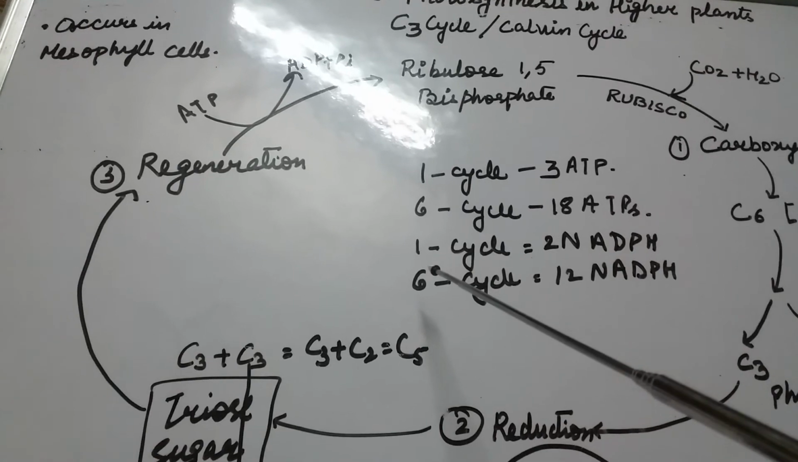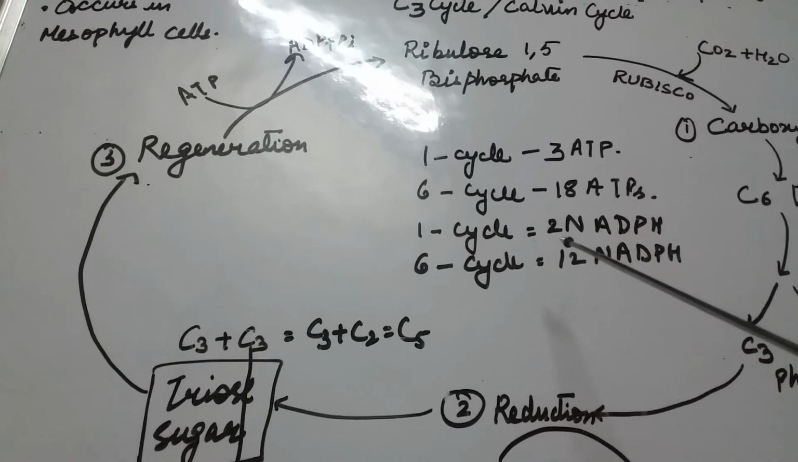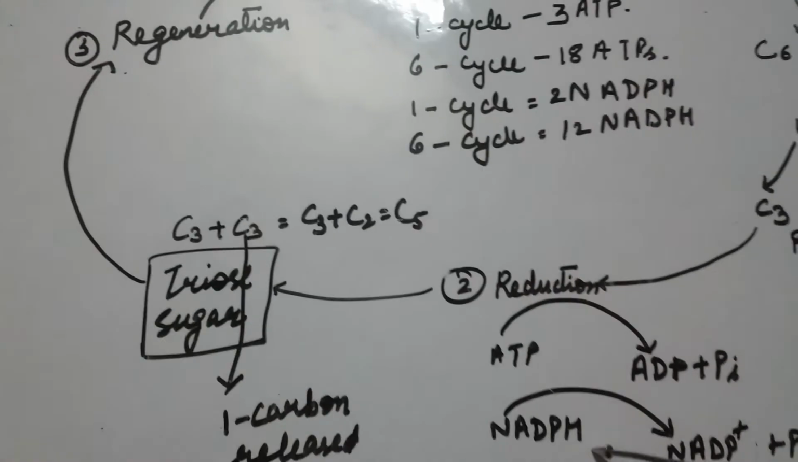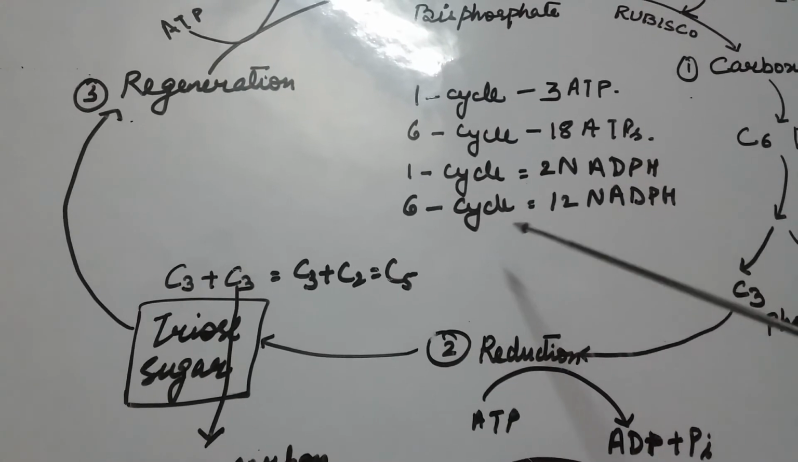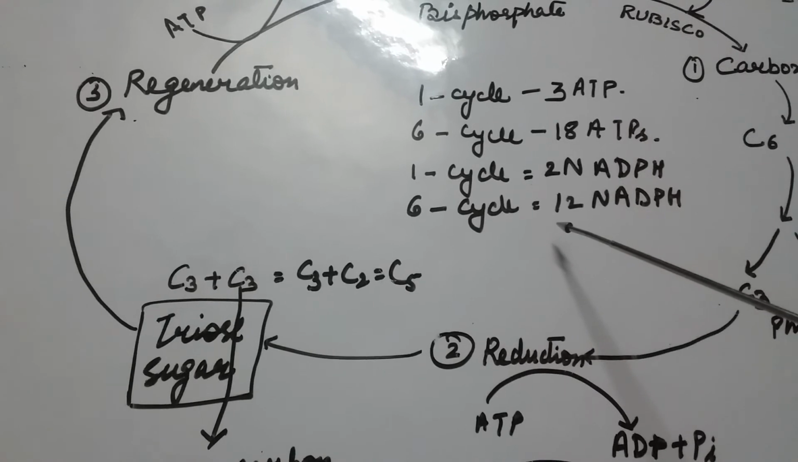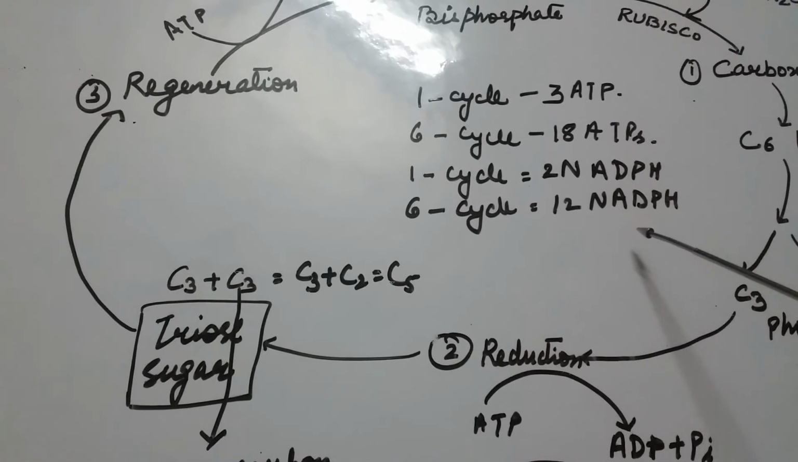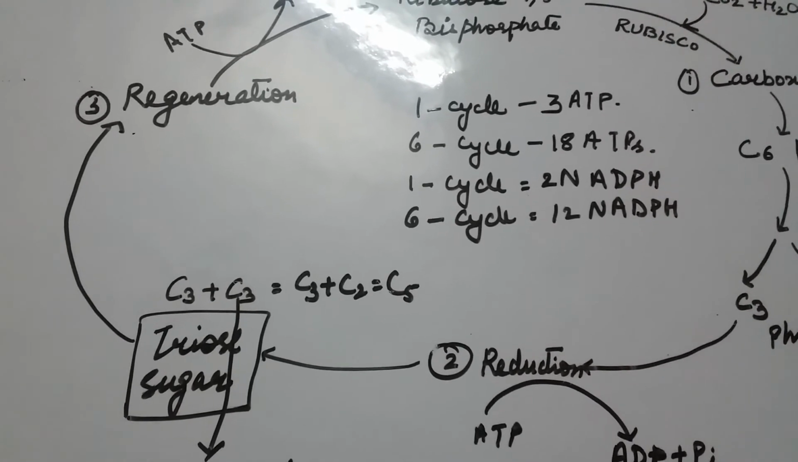Similarly, one cycle results in the utilization of 2 NADPH at the reduction process, then 6 cycles result in the utilization of 12 NADPH molecules.